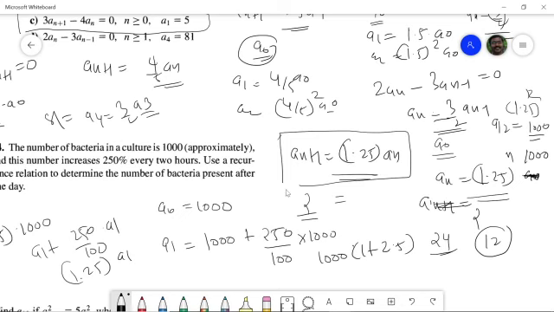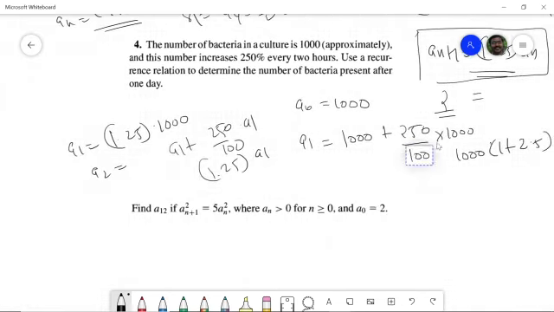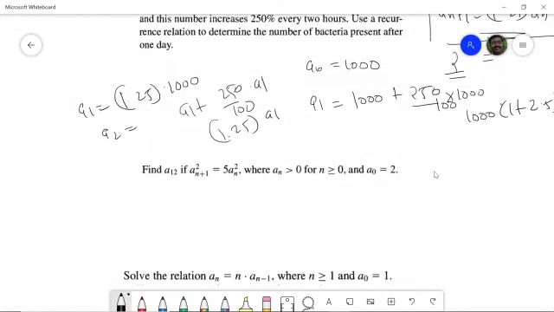I hope you understand what a recurrence relation is here, and we can do some other problems also. Consider this problem: find A12 if a(n+1) squared is equal to 5 an squared. We haven't seen this type of problem. This square is called the degree of the relation, which we'll see in the next section. The degree is the power of the largest index. The largest index here is n plus 1, and the power of the a(n+1) term is 2. So the degree of this recurrence relation is 2.